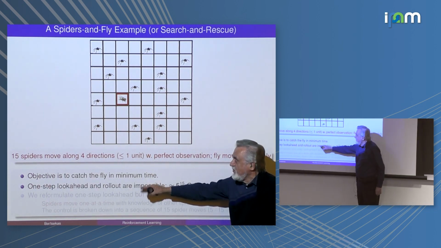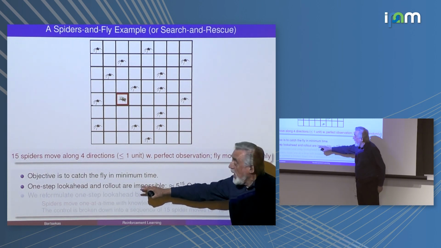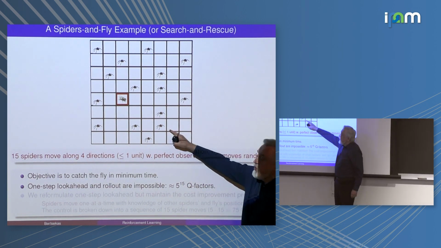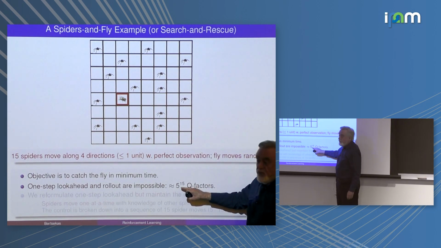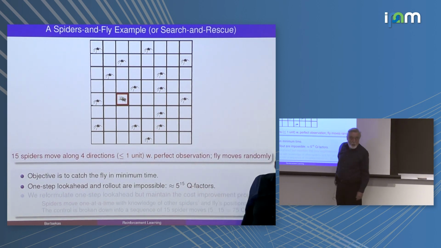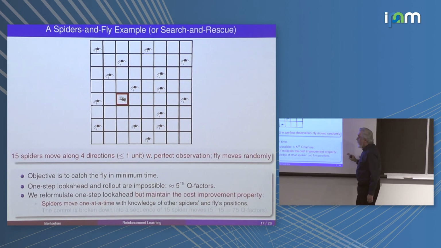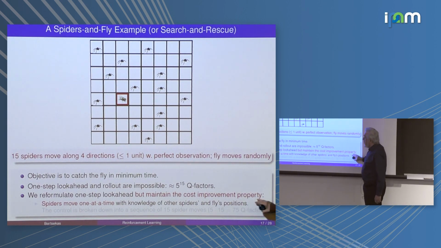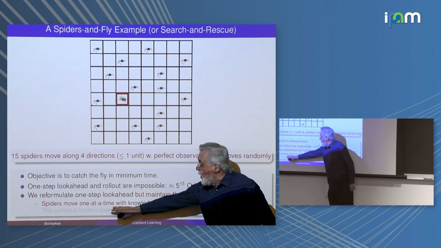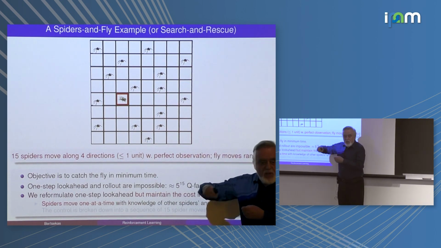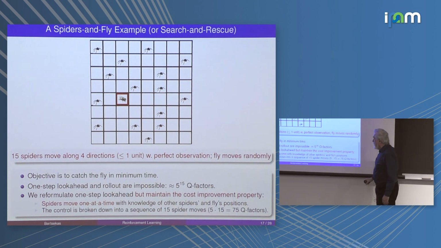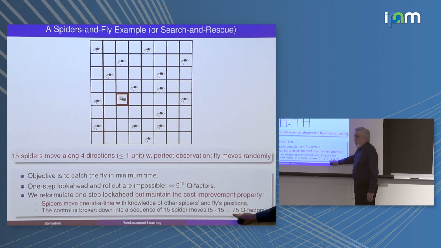Now, if you try to do one-step look-ahead or a one-round rollout, a one round of policy iteration, it's impossible, because there are 5 to the 15 Q factors. Each spider can move in 4 directions, or stay where it is, so it has 5 choices, and the number of Q factors is extraordinary. Now, we're going to reformulate this one-step look-ahead problem in a way that maintains the cost improvement property, but the spiders move one at a time. They take turns in a given order and make a choice between 5 moves at each step. So the total number of moves is 75. 5 times 15.